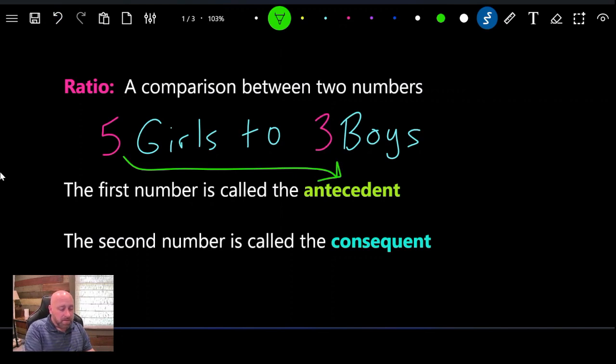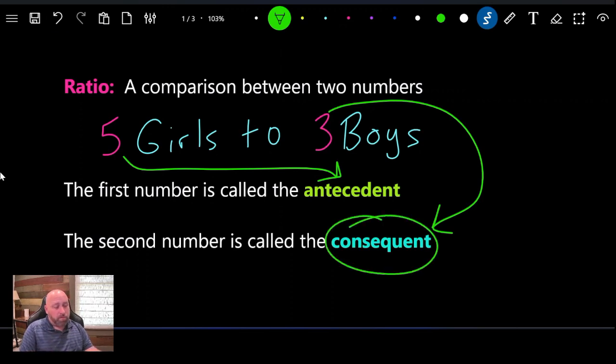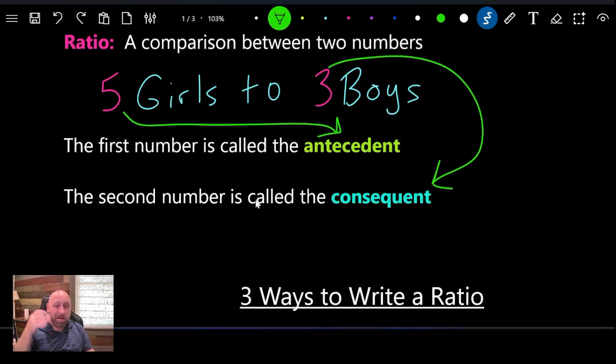And then the second number that we're dealing with, the 3 boys here, that 3 would be the consequent. Okay, not the consequence. This isn't something bad happening because you did something wrong. It's not a consequence, it's a consequent. So the antecedent and the consequent. Now, I use this word consequent for remembering which one comes first and second. It's easy to remember that consequences, like when you get in trouble for something, come after, right? So this consequent comes after. It's the second one. Maybe that helps you. Maybe it doesn't. If it does, awesome. If it doesn't, erase it out of your brain.